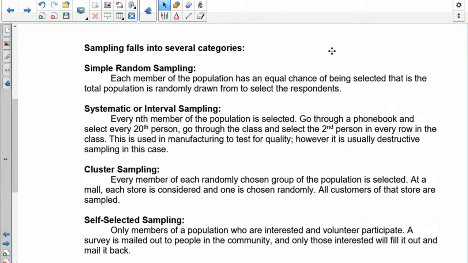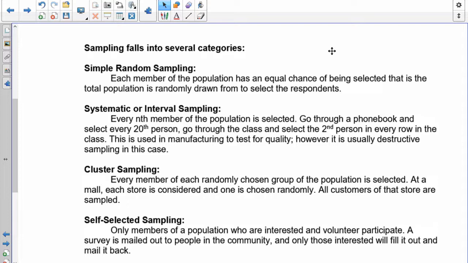Now, what you do here is each member of the population has an equal chance of being selected, that is, in the total population. So you take your total population and you randomly draw your selected respondents from that total population. Now, that has good things and bad things about it. The good thing is you're using random.